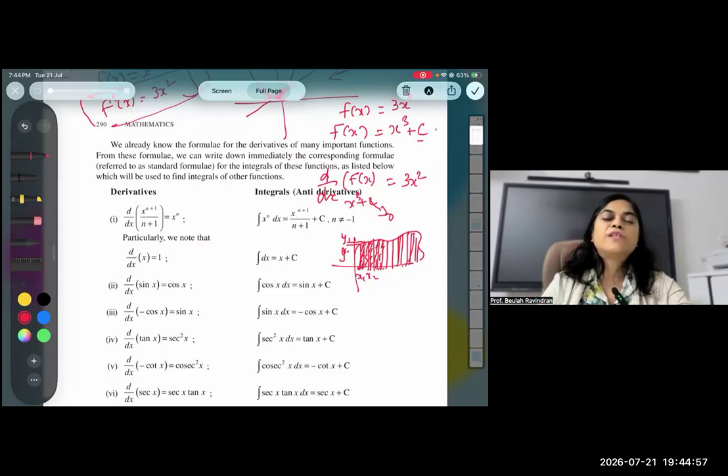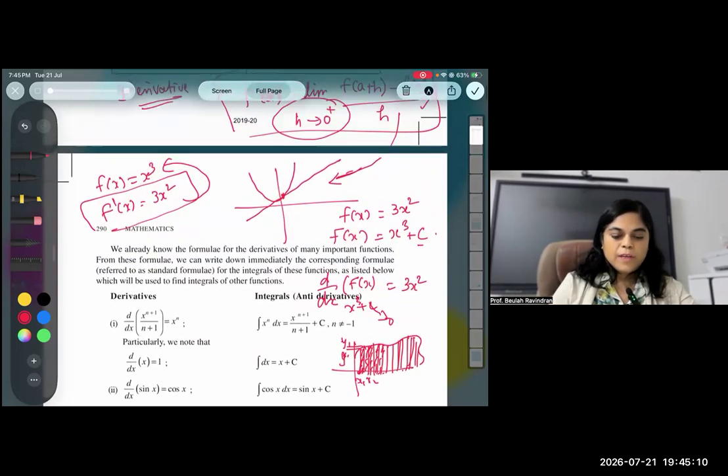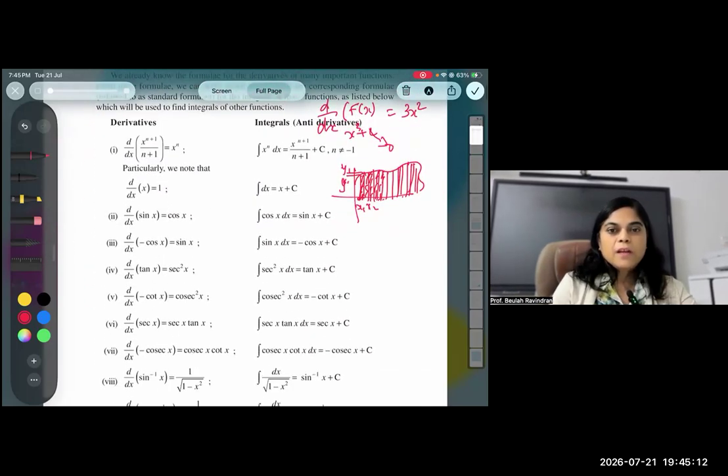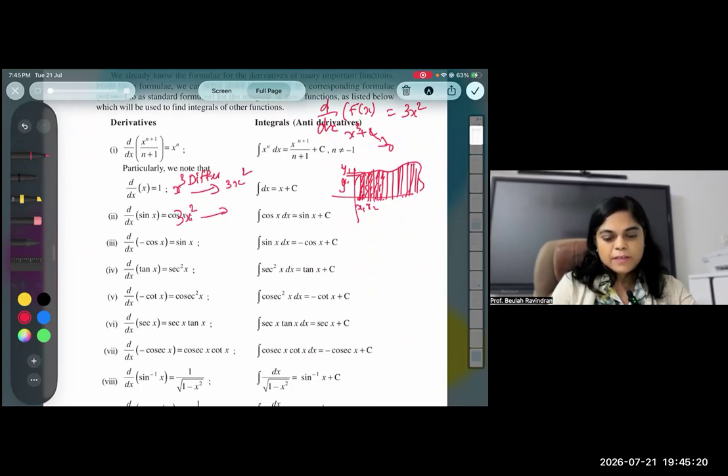So, as a whole, differentiation and indefinite integration are reversible or inverse processes. Say, for example, we saw here x cube: if you differentiate, it becomes 3x square. 3x square, if you integrate, it becomes x cube plus c.